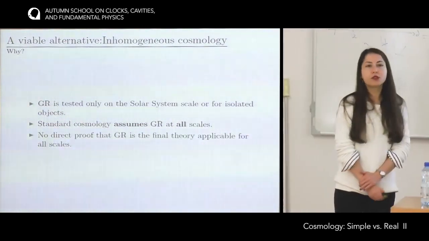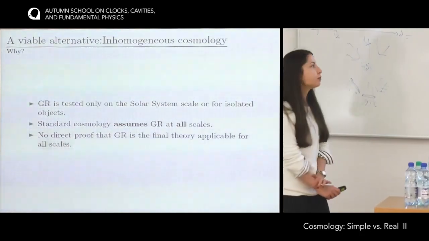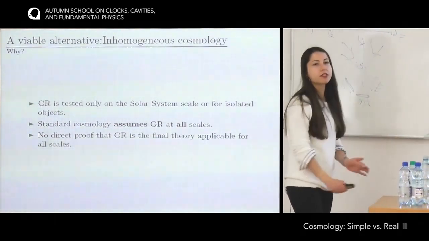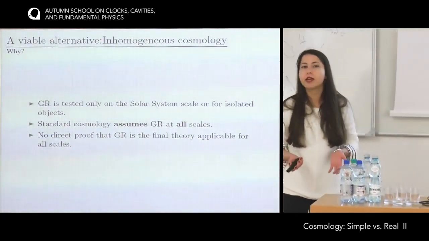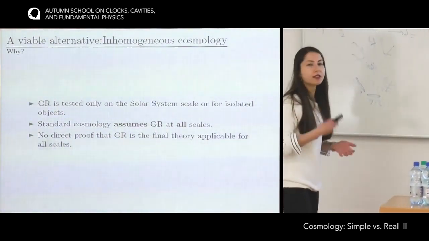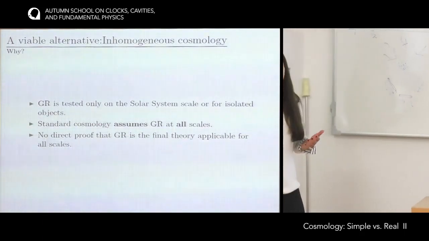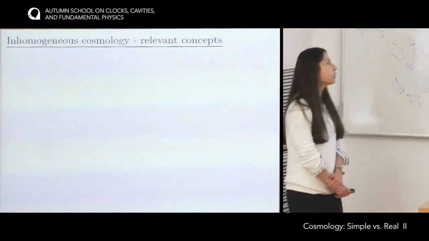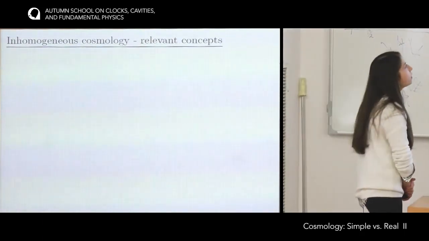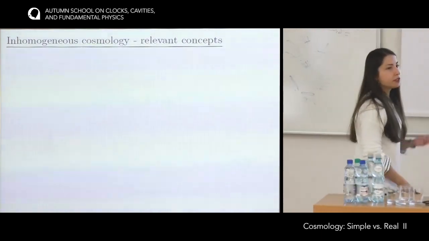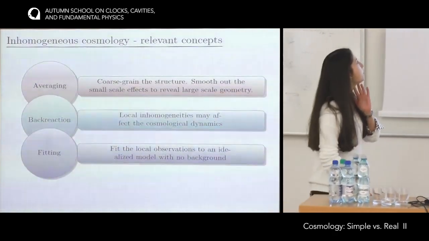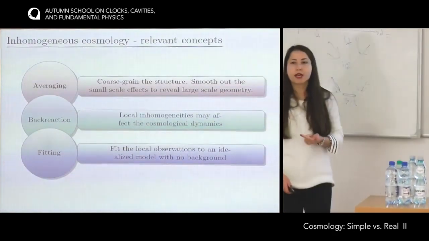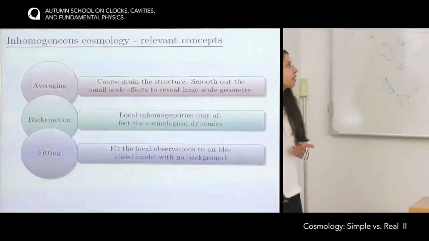And of course, there's no direct proof that GR has to be the final theory, because in physics we are usually dealing with effective theories anyway, and maybe GR is not the final theory to understand the universe at all scales. Okay, there are some relevant concepts regarding inhomogeneous cosmologies, and those are averaging, back reaction, and fitting.